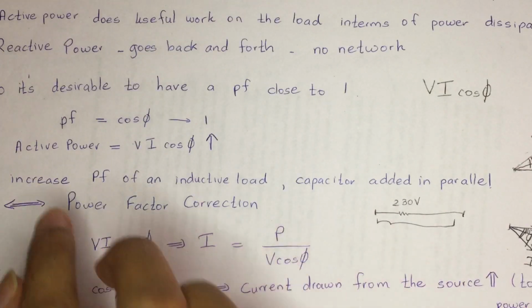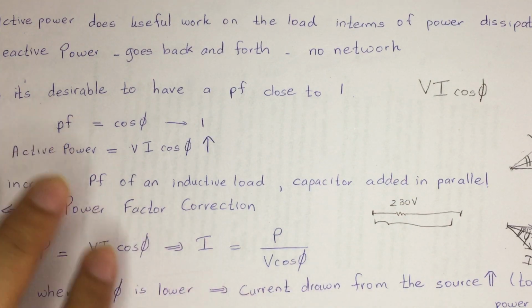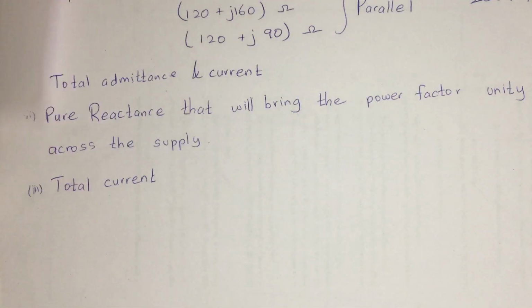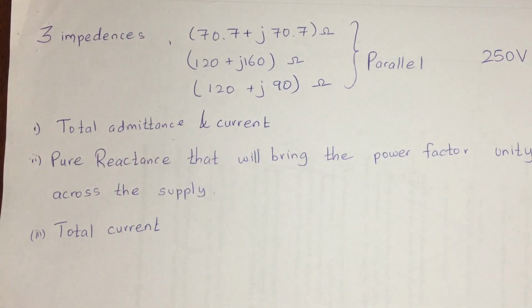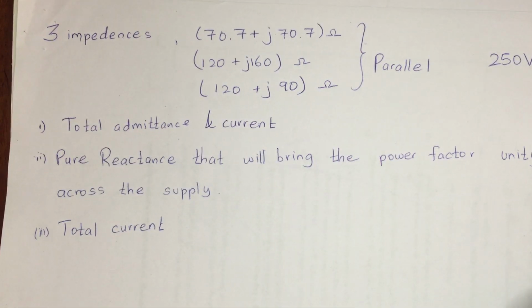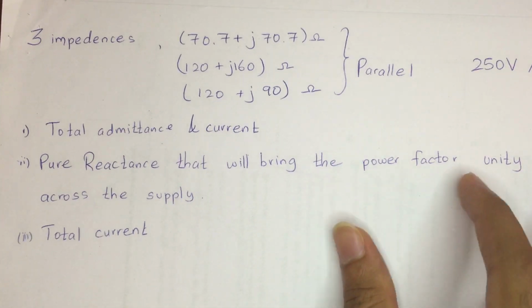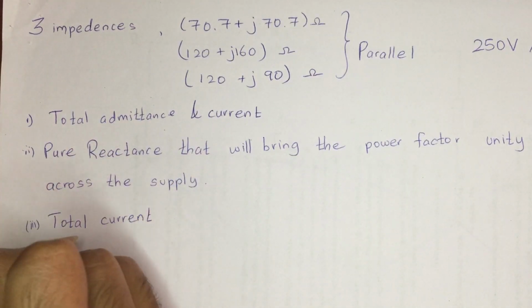So you need to know that to increase the power factor of an inductive load, we add that capacitor in parallel. So let's look at the question, so it would be very easy to understand. Actually, they have given three impedances, which is 70.7 plus j, like that. They are in parallel. So the first question is they are asking about the total admittance. We have already discussed these types of questions, so I'm not going to waste time. I'm going to directly calculate that.